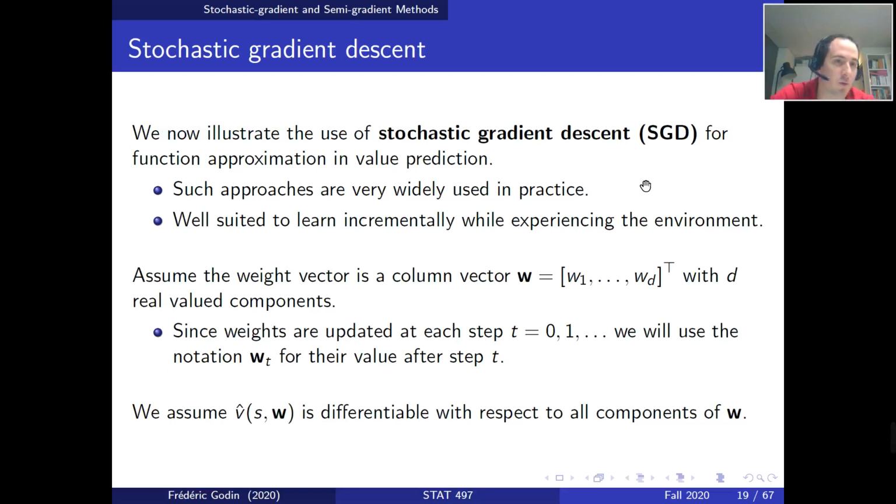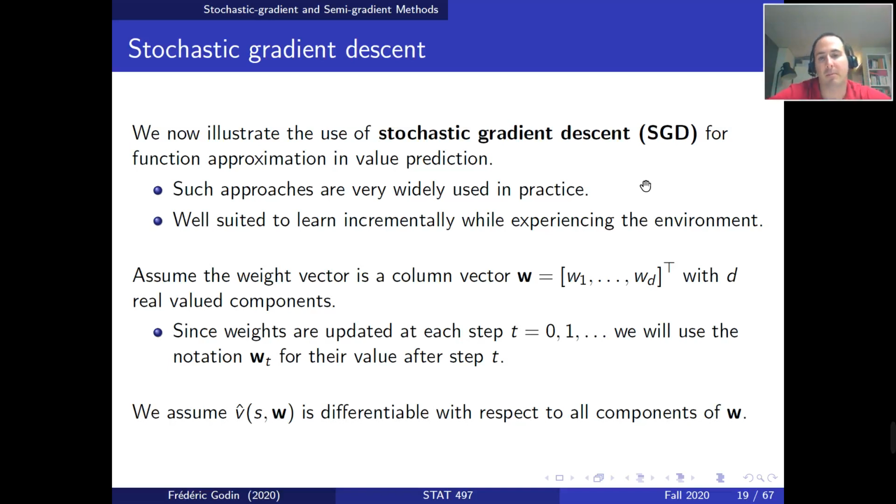One quick note, stochastic gradient descents are extensively used in practice. It's most likely the most popular approach used by people to optimize policies or value function estimates in reinforcement learning. They're very well suited to learn incrementally while experiencing the environment. So stochastic gradient descents are very good to learn a little bit at a time every time new information comes in.